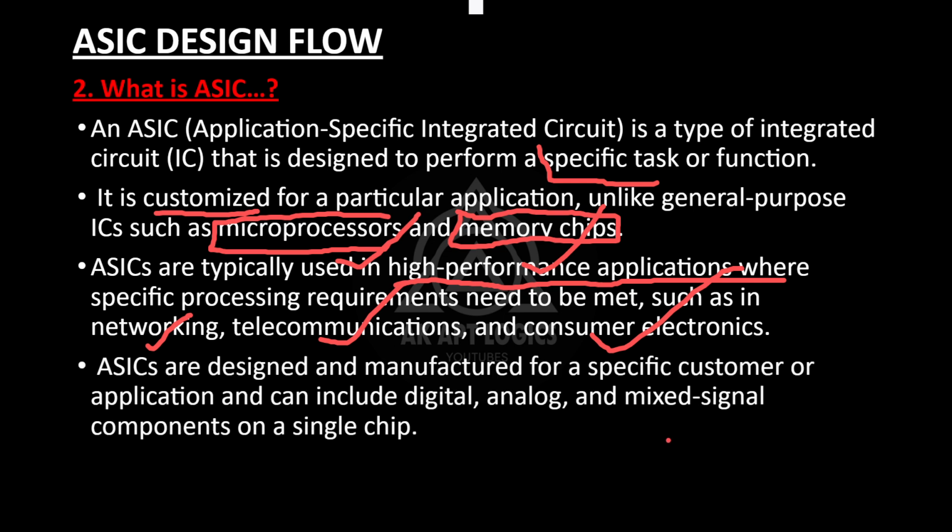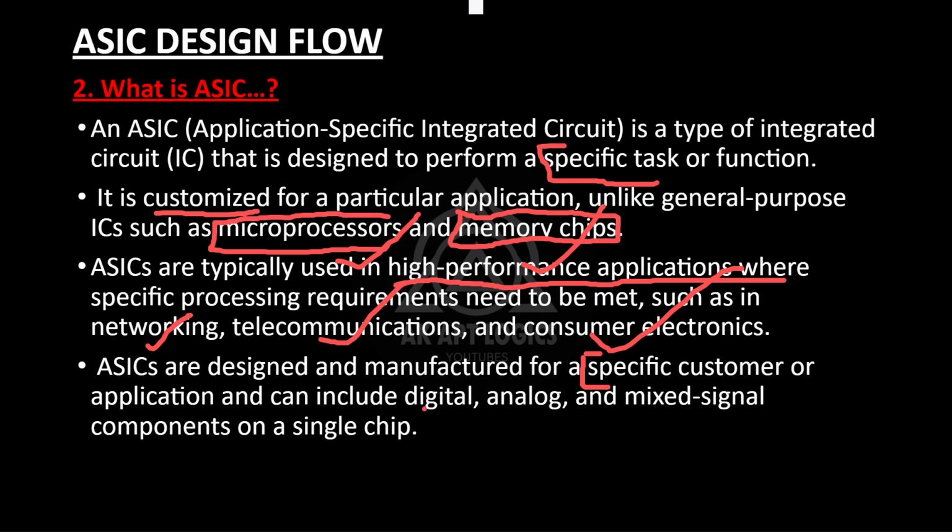ASICs are designed and manufactured for specific customers because we have to perform only a specific task, right? So it is only manufactured for the specific customers or application. In the sense, if you need AND gates, then using ASIC we make only AND gates and give them to you. If some other person needs OR gates, using ASIC we make OR gates and give them to you. So that particular chip is fixed, right?